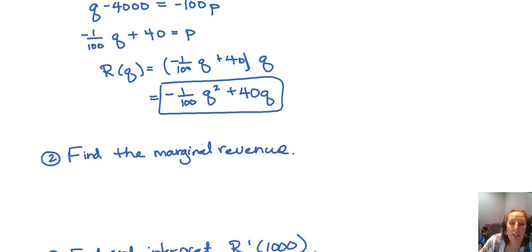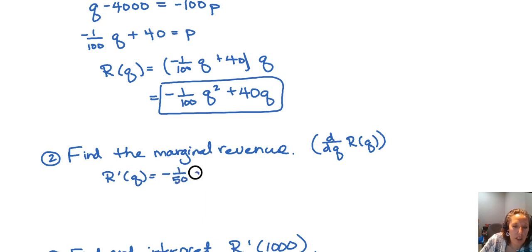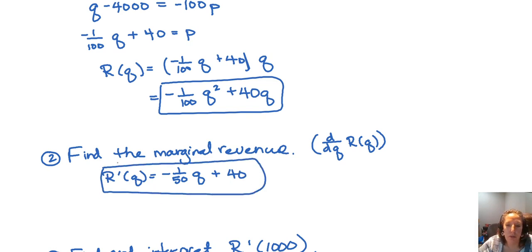Now the next part wants us to find the marginal revenue. For marginal revenue, we always are going to take the derivative with respect to our quantity. Can't find the marginal revenue if we don't have our revenue function in terms of our quantity. So if we take this derivative with respect to Q, R prime of Q is going to be negative 1 over 100 times the derivative of Q squared, which is 2Q. So that'll be negative 1 over 50 times Q. And then the derivative of 40Q is going to be 40 times the derivative of Q, which is 1. So that is our marginal revenue function.